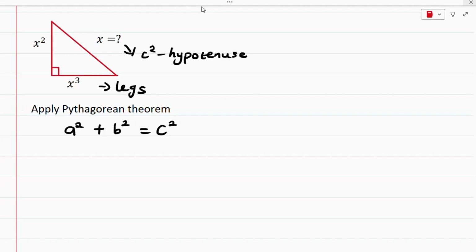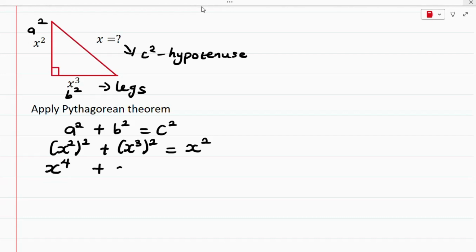Okay, so right here we can have this to be a squared and this to be b squared. Inputting it into this equation, we have x squared raised to the power of 2 plus x cubed raised to the power of 2 is equal to x squared. Simplifying this, we have x to the power of 4 plus x to the power of 3 times 2, which is 6, equals x squared.